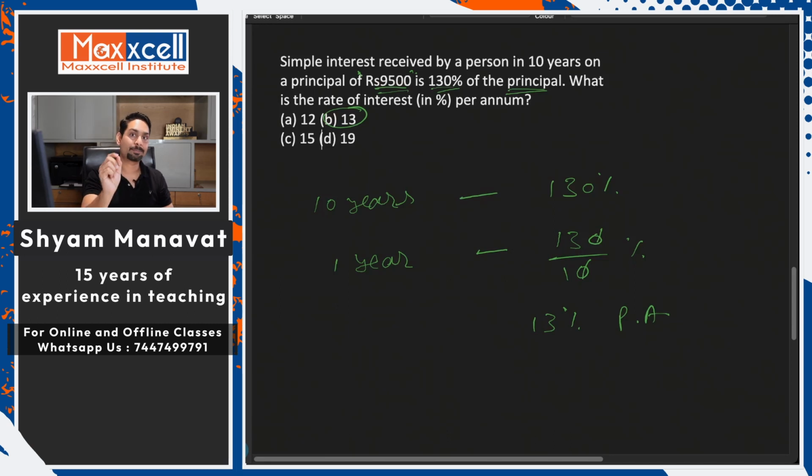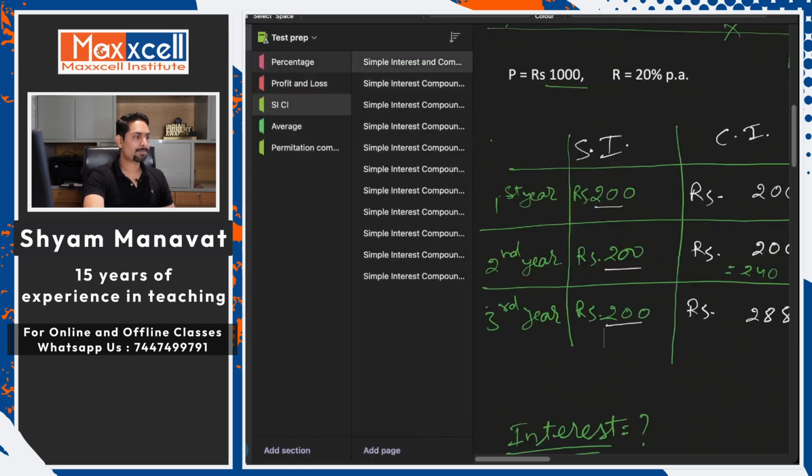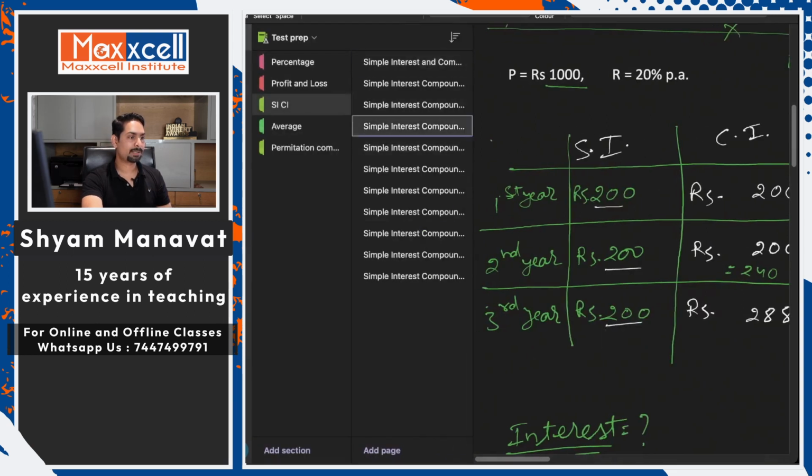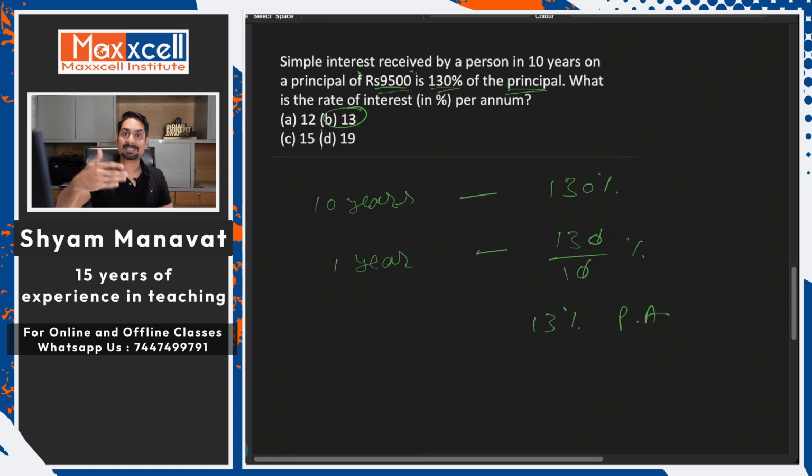If it is 130% in 10 years, you can divide it equally. That you can do in simple interest, but can you do the same in compound interest? No. If you remember this table, see, simple interest is increasing with the same value every year, but in compound interest it is different, right? So in compound interest, the value increases faster. We will discuss similar types of questions in compound interest also. There you will get the clarity. For now, I hope you are fine with this simple interest.